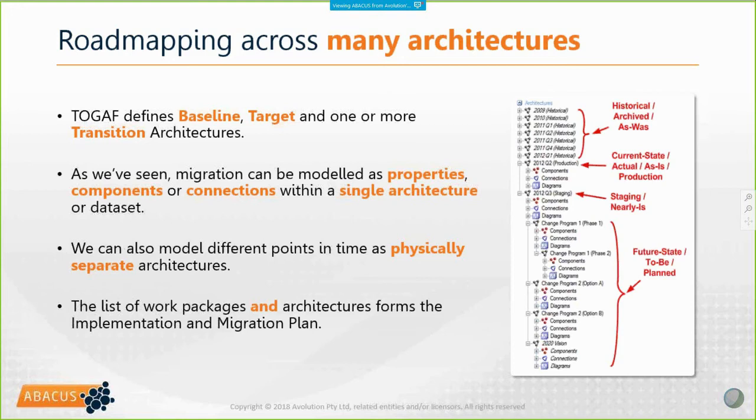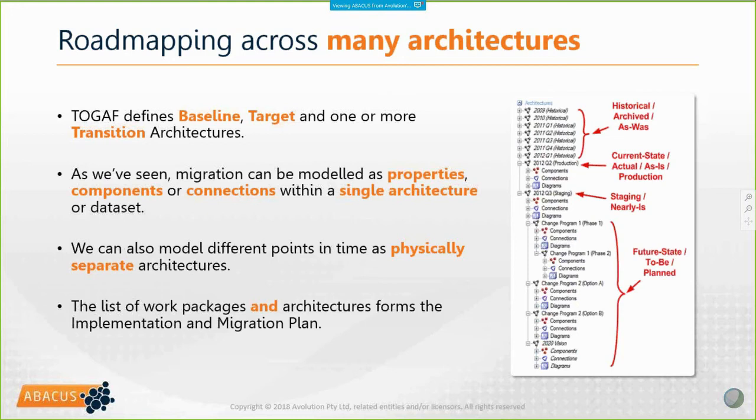Now, TOGAF obviously talks about baseline, target, and transition architectures. We can, within ABACUS, for example, model these as entirely discrete architectures or different workspaces, effectively different cuts of the architecture. And there are some advantages to doing this, and there are some disadvantages to doing this. One of the disadvantages, obviously, is you have a lot more architecture to manage.